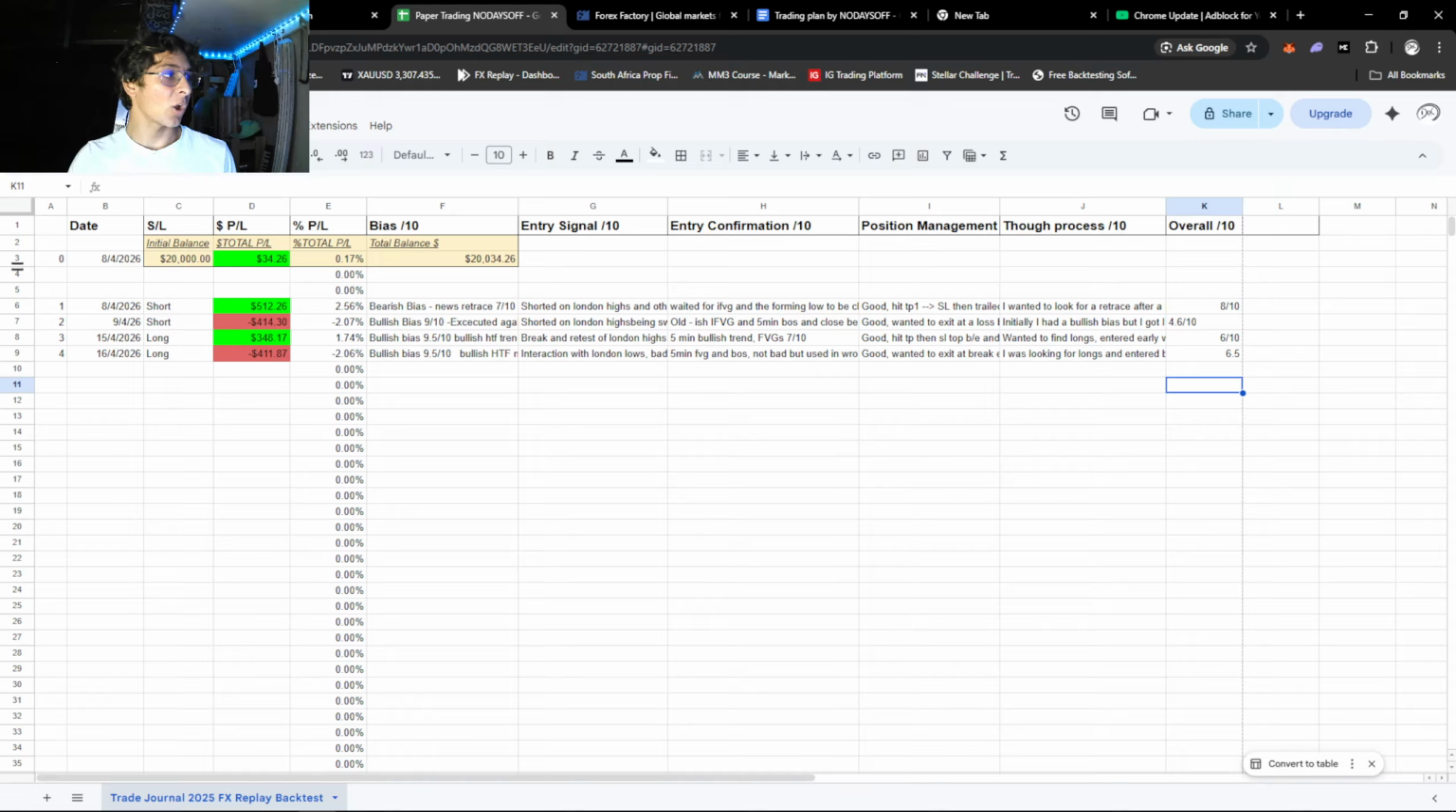And only trade when we have a good context, when all of our confluences line up, when we have a good bias, good entry signal, good entry confirmation. Then the market is showing us signs that price is going to do what we think it's going to do.